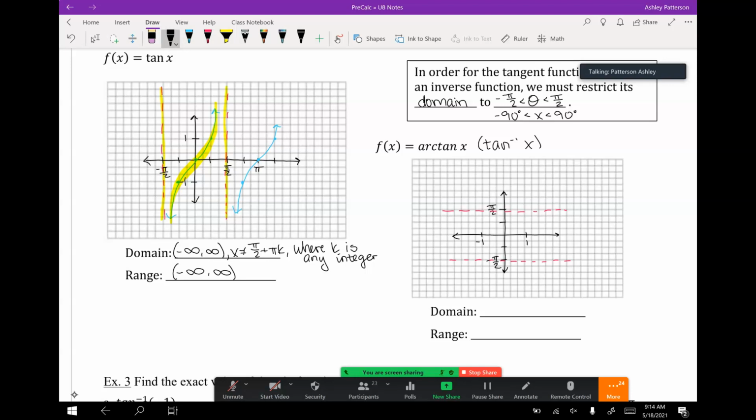We do have a coordinate at negative pi over 4, negative 1. So we'll have a coordinate at negative 1, negative pi over 4. We do have a coordinate at 0, 0, so the inverse will have a coordinate at 0, 0 as well. And we have a coordinate at pi over 4 comma 1, so that means we're going to have a coordinate at 1, pi over 4.